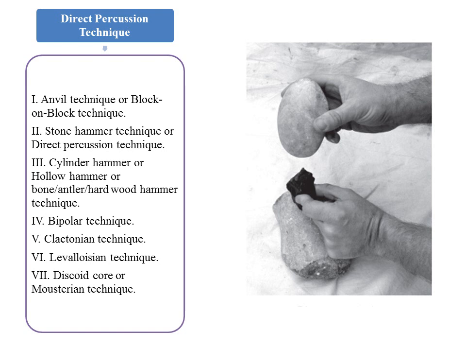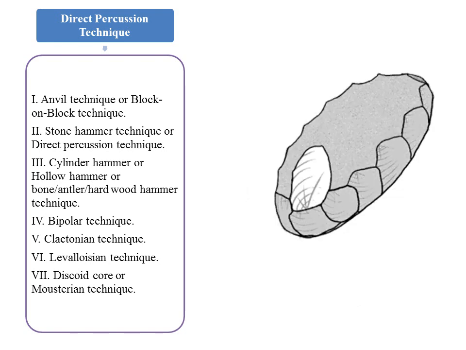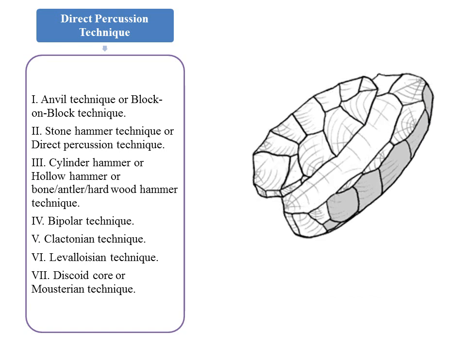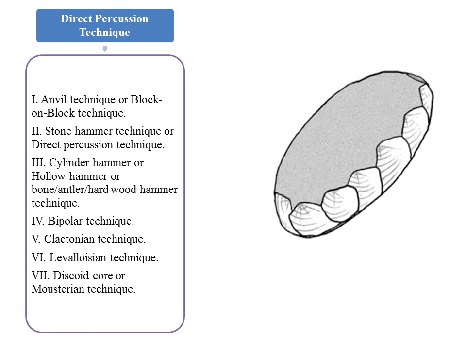Now coming to the Clactonian technique. Now Clactonian technique is again where a combination of flakes were removed.